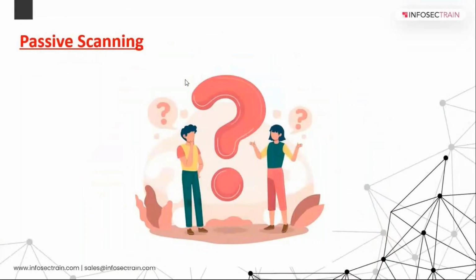Now comes the passive scanning. Okay, now let's talk about passive scanning. Let's say, for example, a VPN provider wants to work in India. You have to approach the central government, because some regulations and licenses apply.